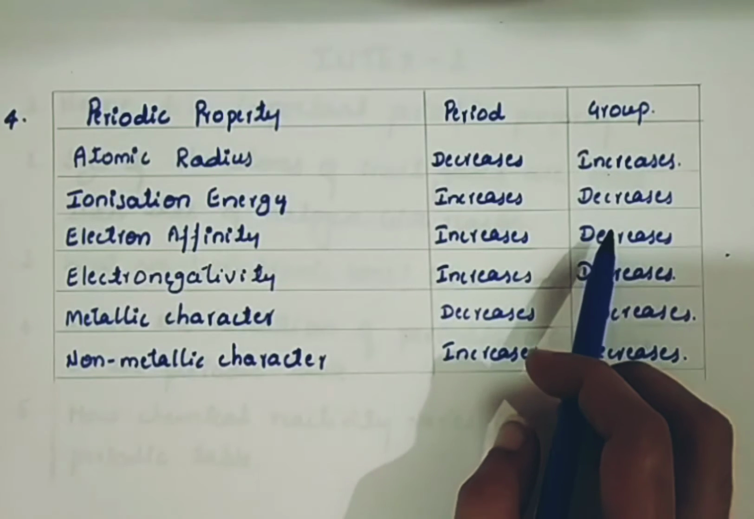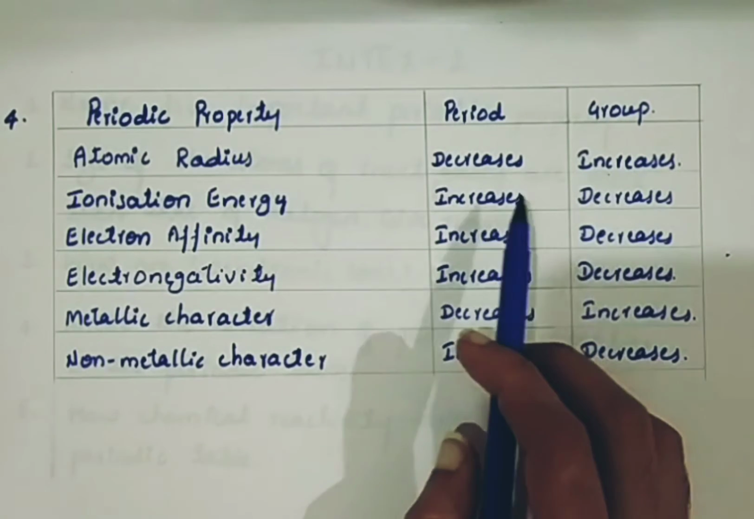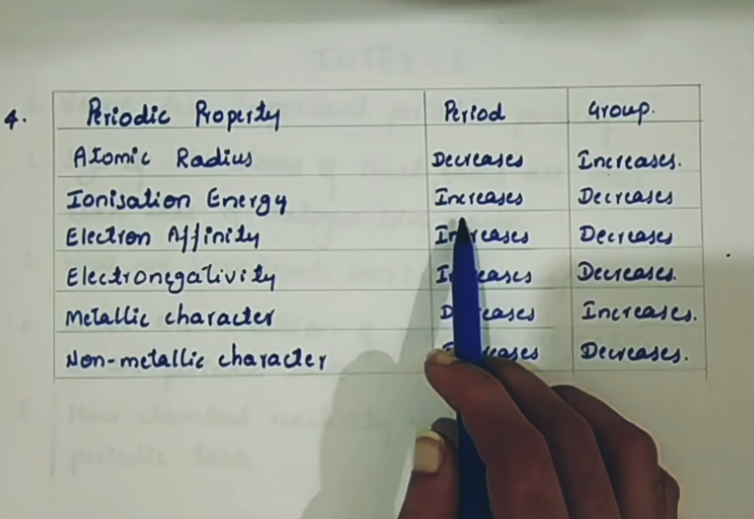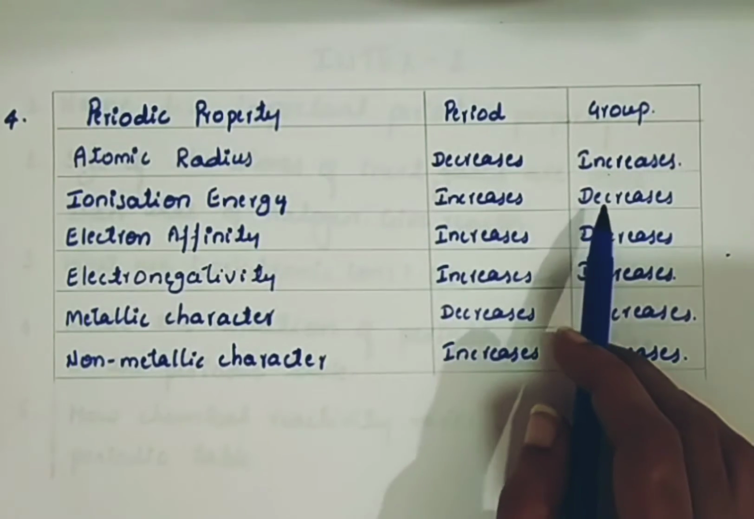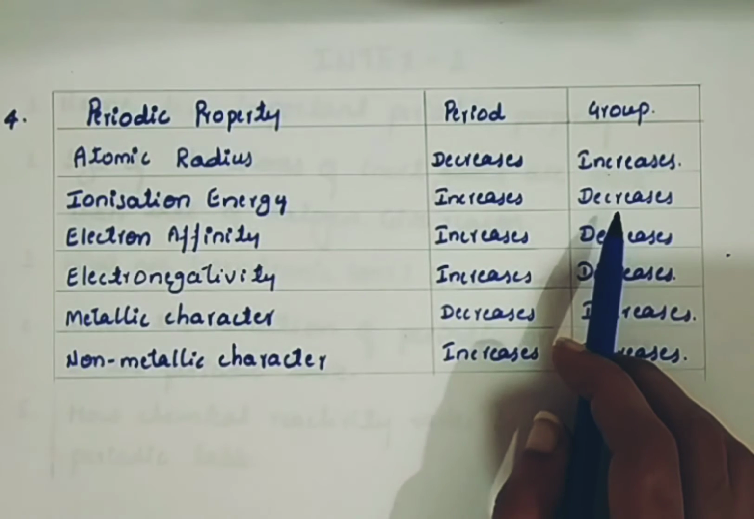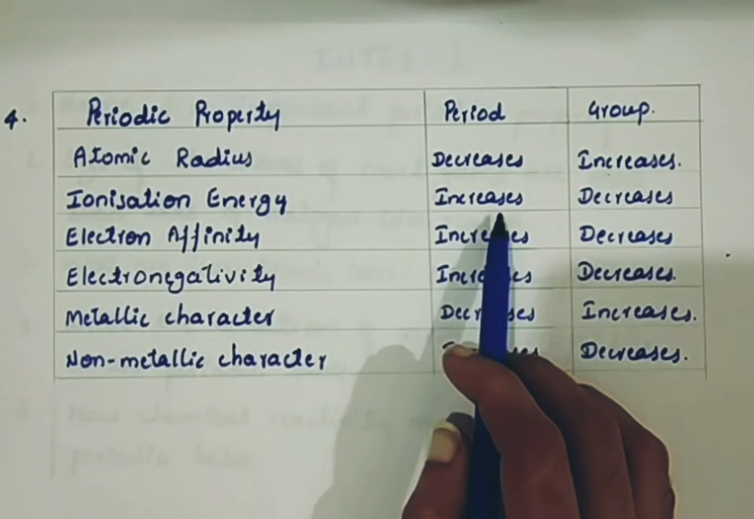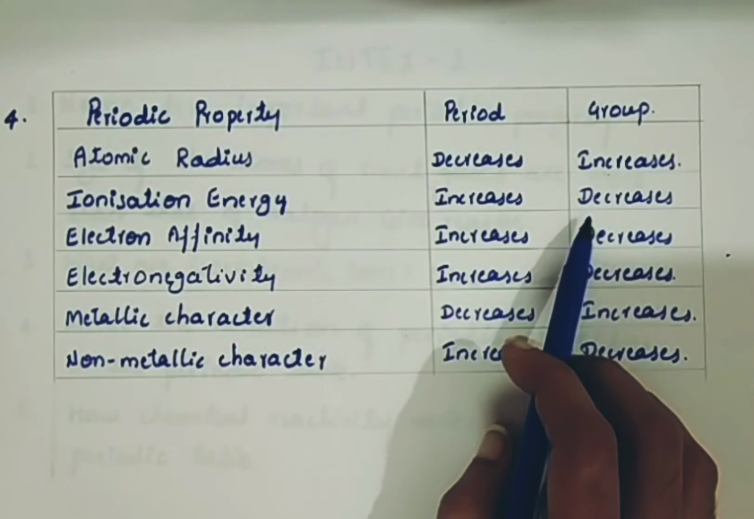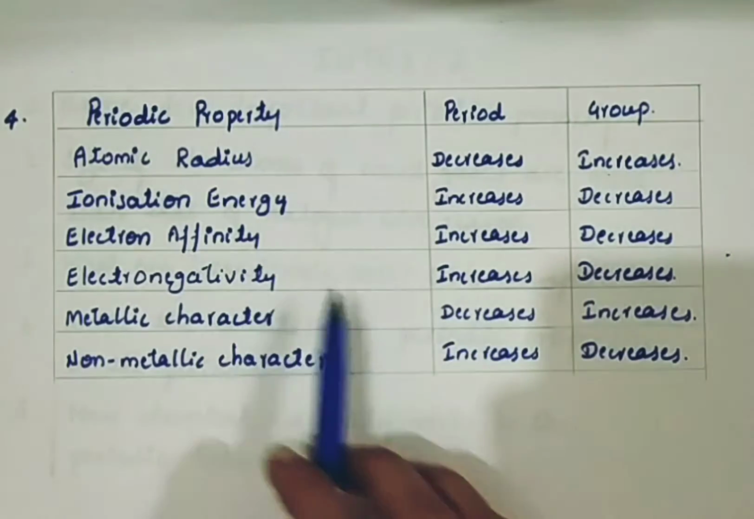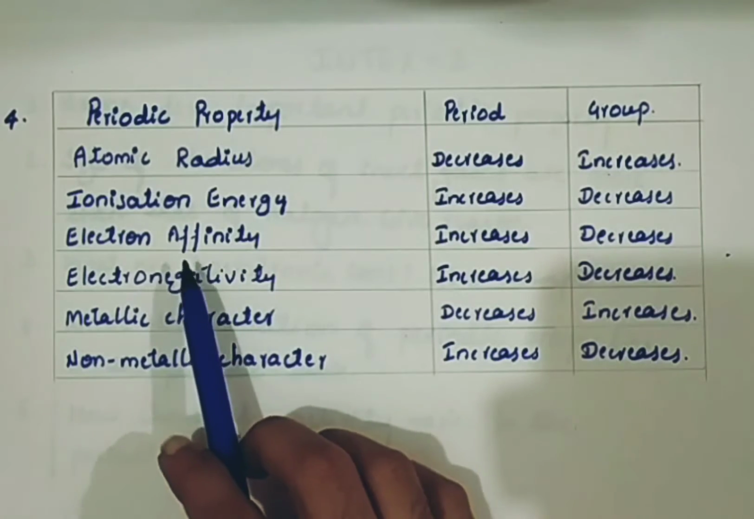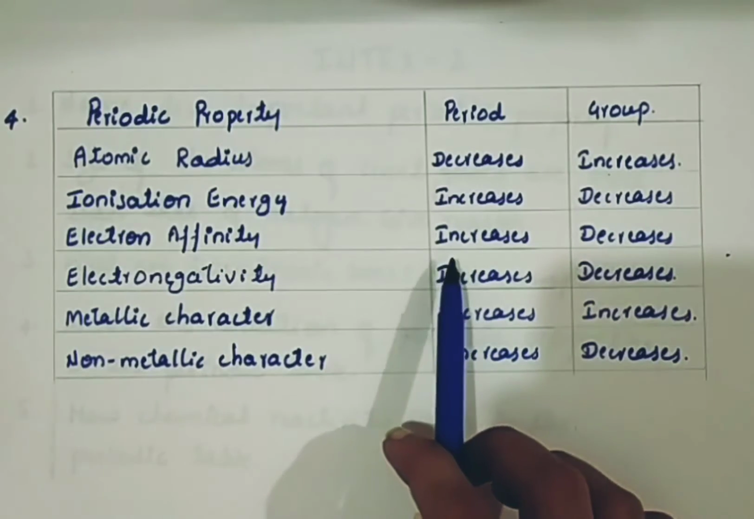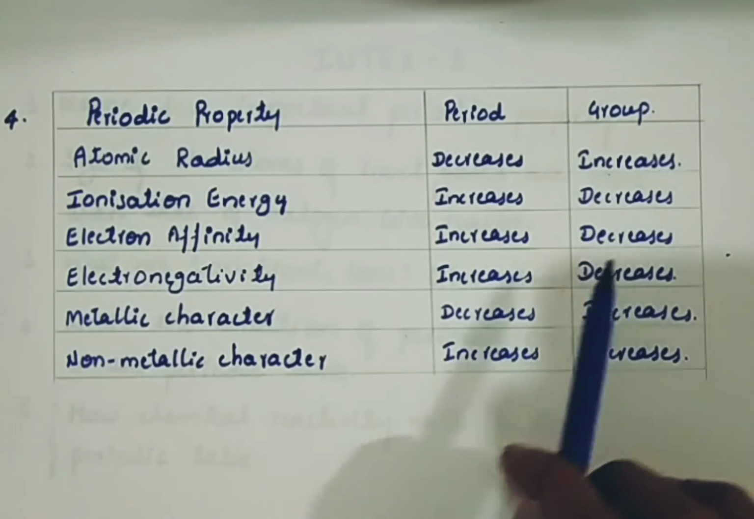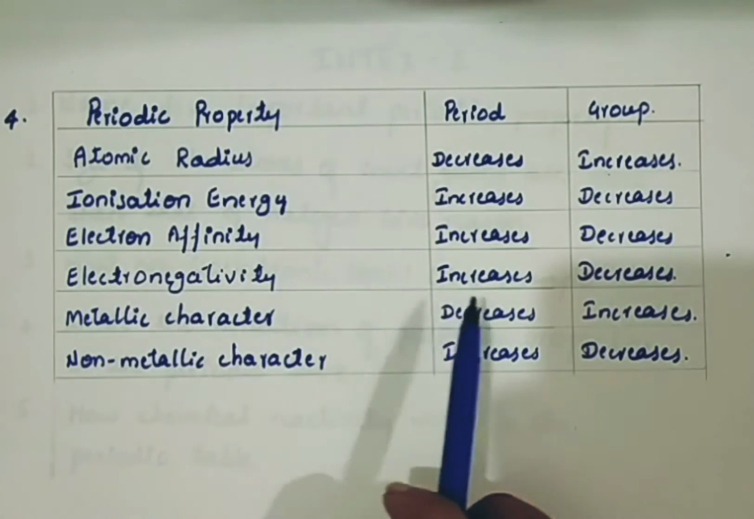Second one is ionization energy. It increases across the period and decreases down the group. As we move down the group, the number of shells goes on increasing, or we can say the effective nuclear charge decreases. If the nuclear charge is less, the last electron is loosely bound to the nucleus, so we can easily remove that electron. This trend is applicable for the other periodic properties.